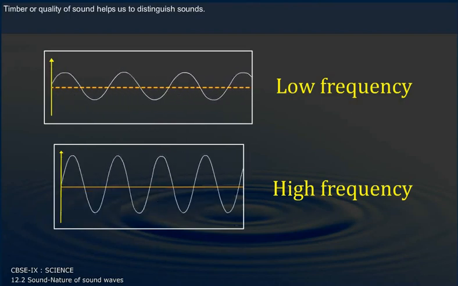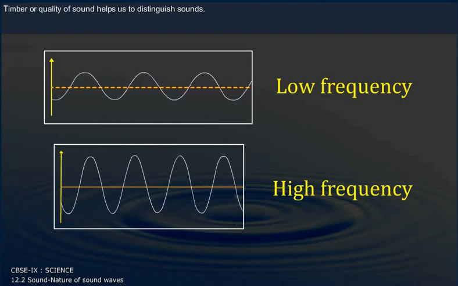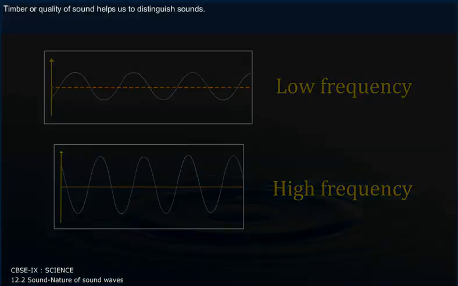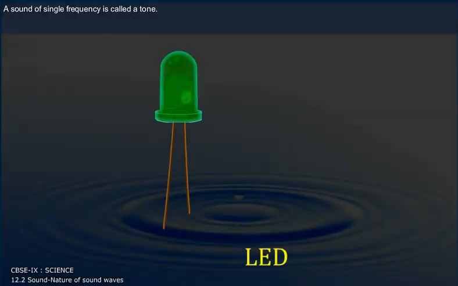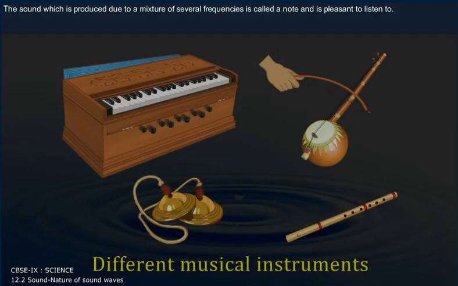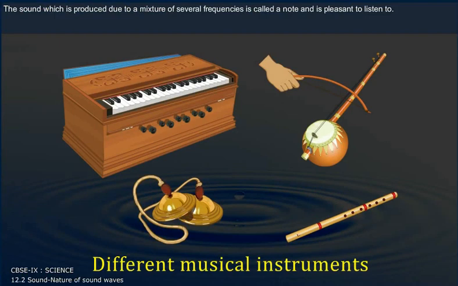Timbre or quality of sound helps us to distinguish sounds. A sound of single frequency is called a tone. The sound which is produced due to a mixture of several frequencies is called a note and is pleasant to listen to.